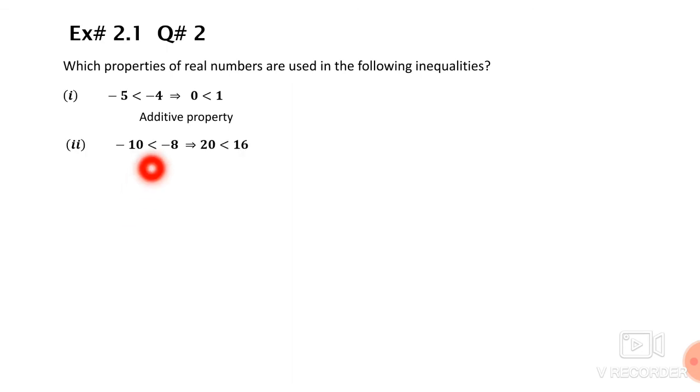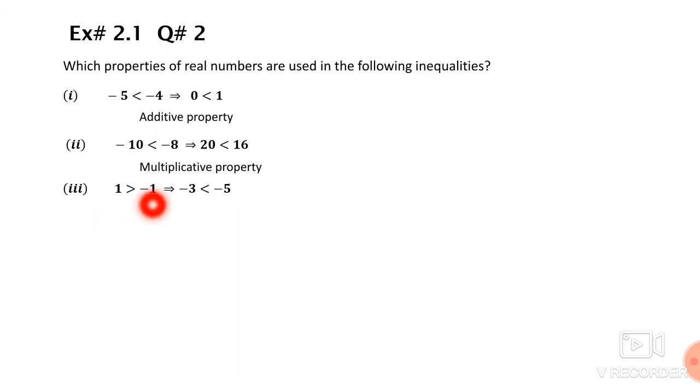Minus 10 less than minus 8 implies 20 less than 16. Here we can see that this minus 10 is multiplied by minus 2, and this minus 8 is also multiplied by minus 2 to get this number. So this is the multiplicative property.